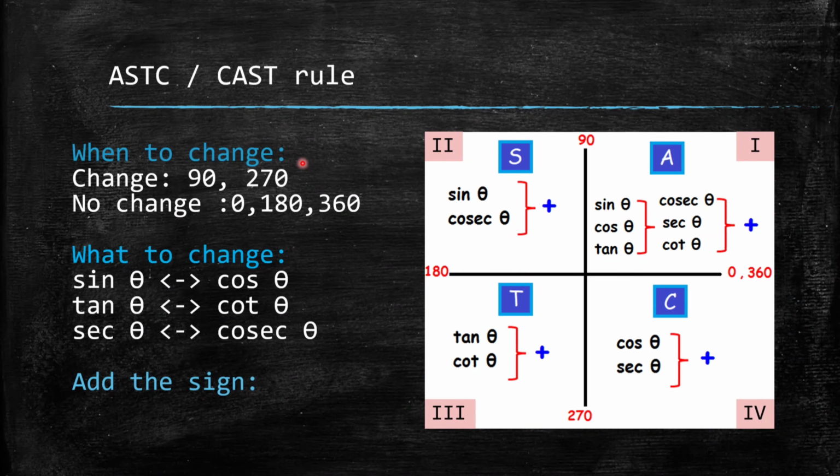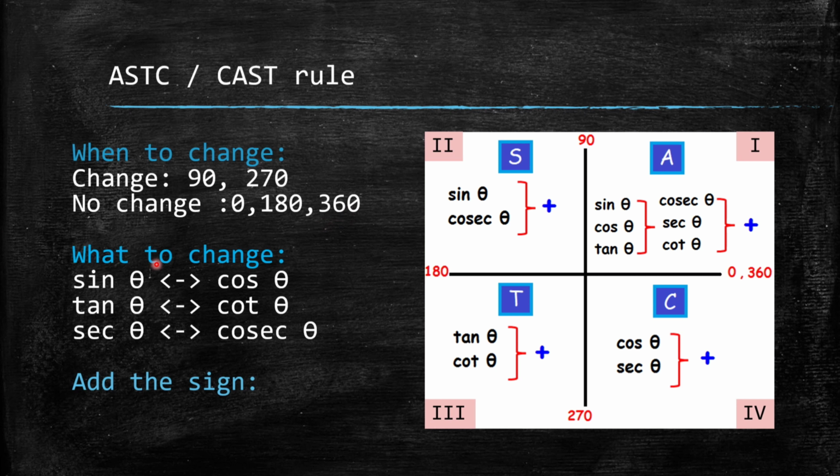We have to remember three different things: when to change, what to change, and add the sign. See, when to change. When trigonometric ratios are given like sine 90 plus theta or sine 90 minus theta or 270 plus or minus theta, then we have to change the trigonometric ratio. If they are given 0 plus or minus theta, 180 degree plus or minus theta or 360 degree plus or minus theta, we need not change the trigonometric ratio.